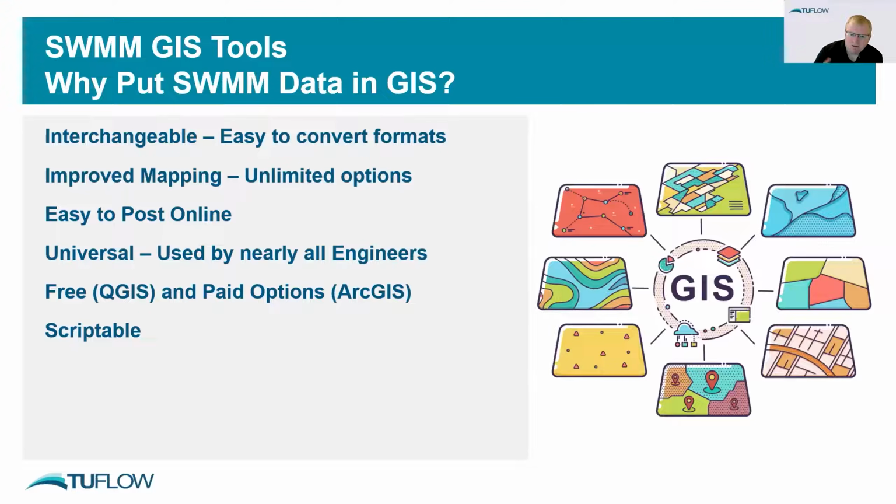So, as we break it down, it gives us better mapping, really easy to share online. Engineers are using it all the time, so they're familiar with it. There are both free and paid options out there. And inherently, GIS is very scriptable. All the systems have integrations for scripting engines to be able to do stuff. And that's a real key as well, being able to script and edit things as you go.